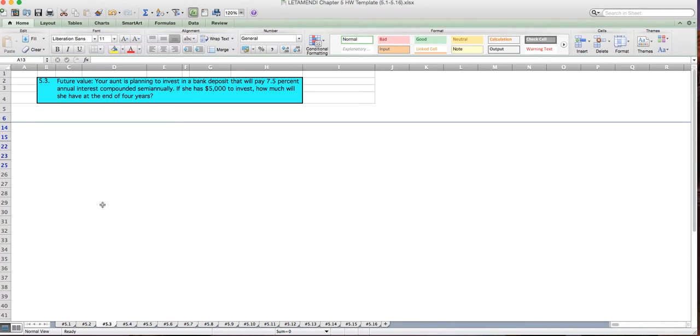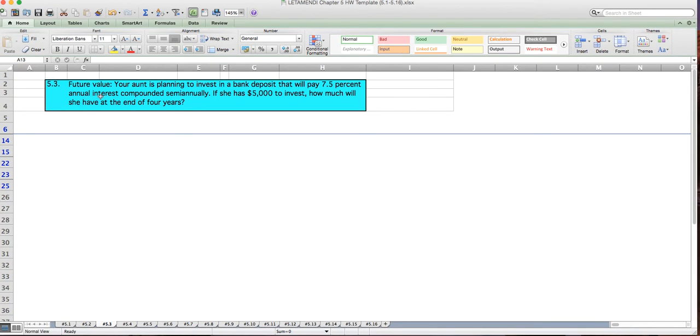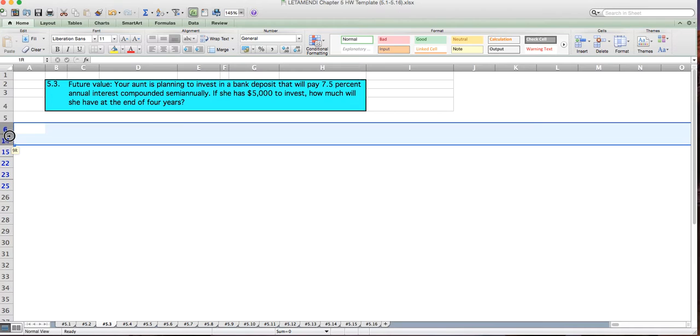So now let's move on to problem 5.3, which is another future value problem. Your aunt is planning to invest in a bank deposit that will pay 7.5% annual interest compounded semi-annually. Okay, that's a key word here. If she has $5,000 to invest, how much will she have at the end of 4 years?